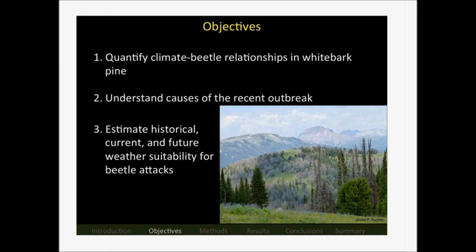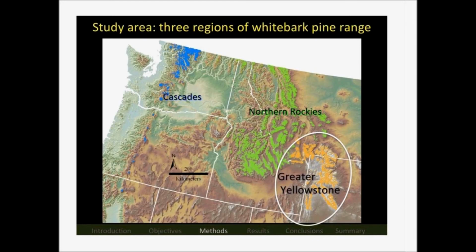So our research objectives, we had 3 primary objectives. First was to quantify the climate-beetle relationships in whitebark pine. Second was to understand the causes of the recent outbreak. And third, to estimate the historical, current, and future weather suitability for beetle attacks in whitebark pine. We divided the range of whitebark pine in the western U.S. into 3 different geographic regions, and today I'll be focusing just on the results for the greater Yellowstone area.